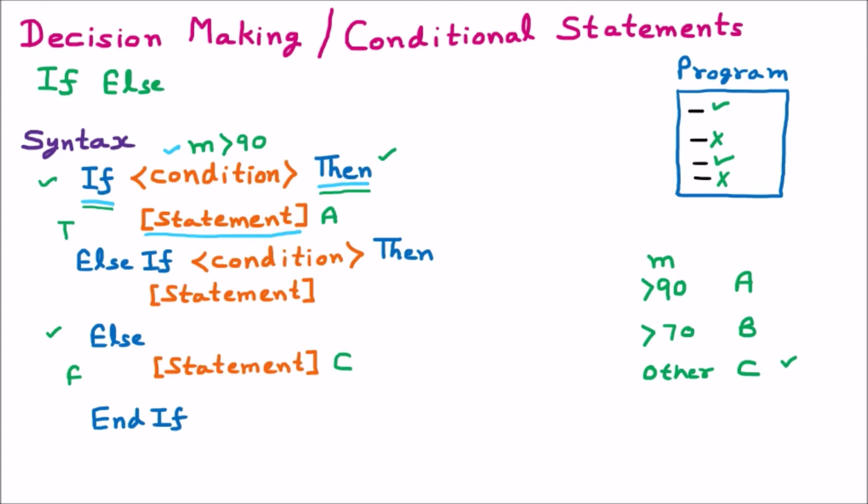But let's say we are providing multiple conditions, because we can see that m greater than 90 is one condition. If I want to provide another condition, then we apply else if. Else if is not compulsory. You need not provide it if you don't want to, but if you want, then you can provide it. So else if, we provide condition 2 here. Condition 2 is if the marks are greater than 70. And for this condition we use B. So here the statement we are using is B. So with else if, we should apply then.